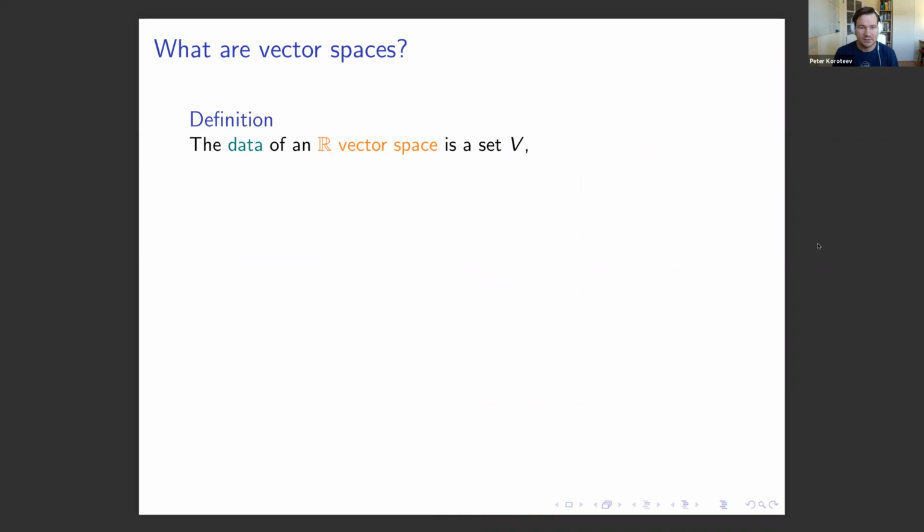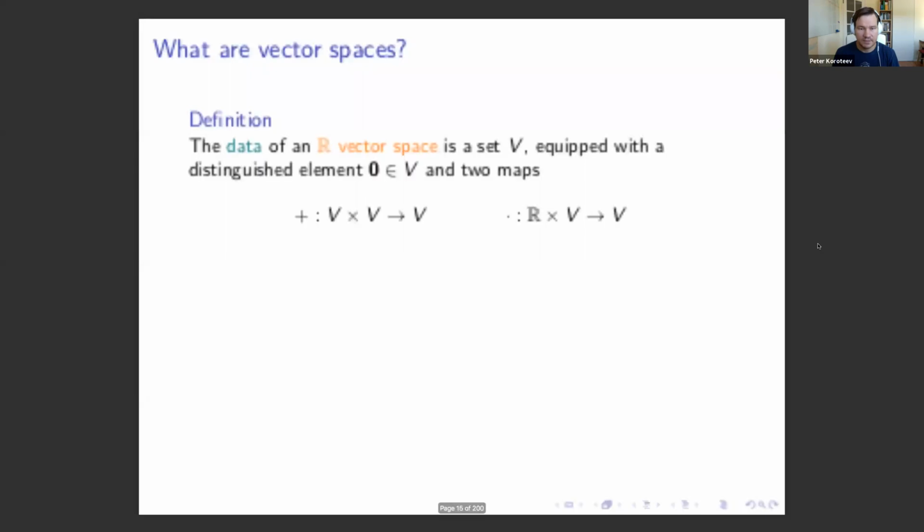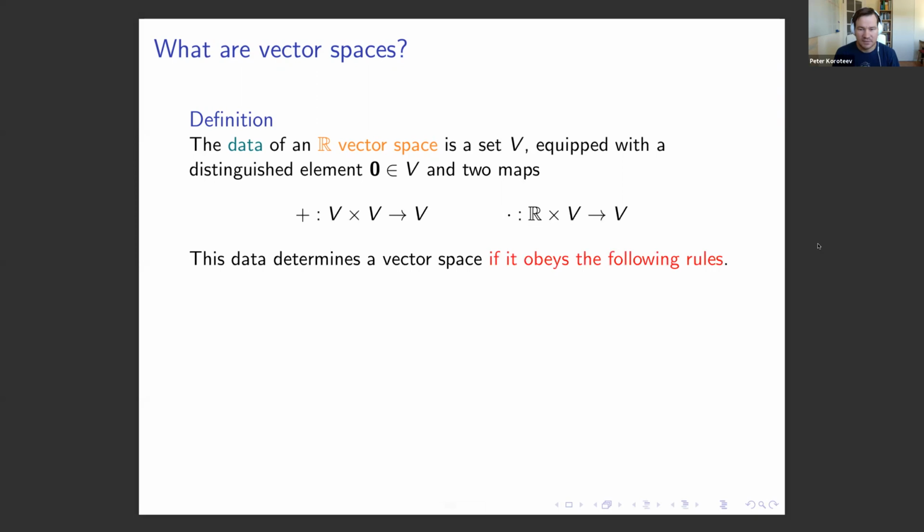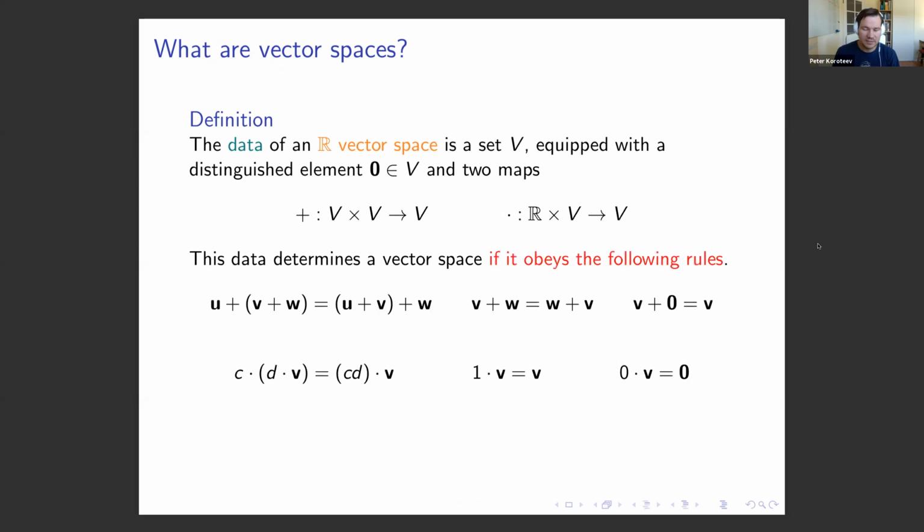Let's define them. So the data of an R vector space is a set V equipped with a distinguished element 0 and two maps, addition and multiplication. This data determines the vector space if it obeys the following rules. The addition is associative, commutative, and v plus 0 is equal to v. And multiplication by scalar is associative. 1 multiplied by any vector is this vector itself, and 0 multiplied by a vector is equal to the 0 vector. And also distributivity of multiplication by scalar over addition.